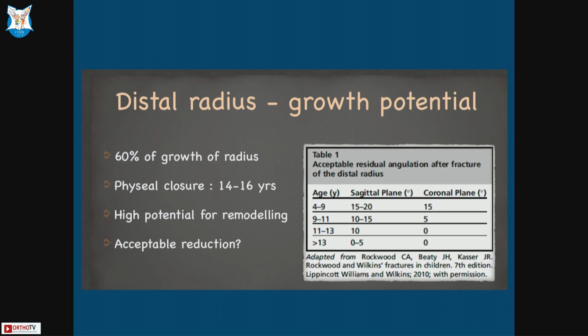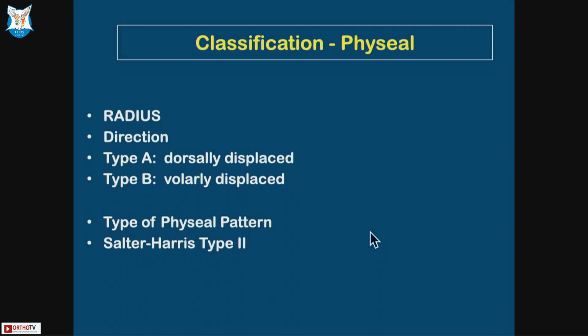And what is acceptable reduction? This is from Rockwood. The younger the child, we can accept more angulation, both in the sagittal and in the coronal plane. As the child gets older, we accept less and less. There are reports about coronal plane angulation correcting even in older children, as Sandeep pointed out earlier, but I'll leave that for another day.